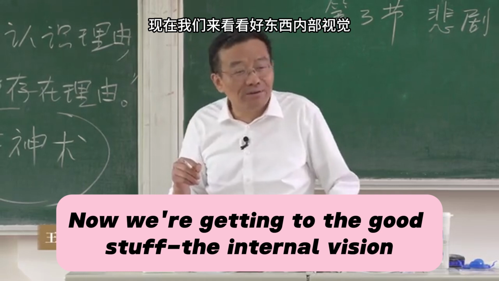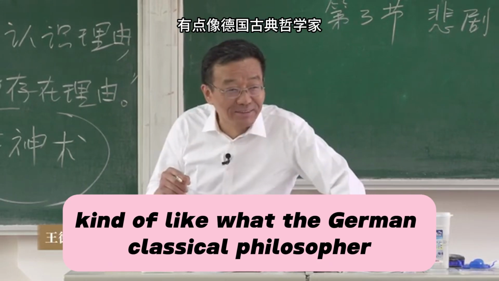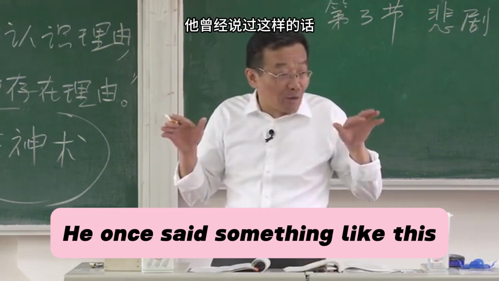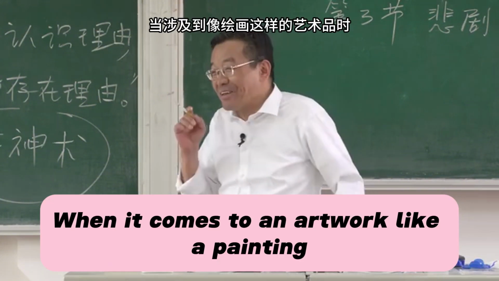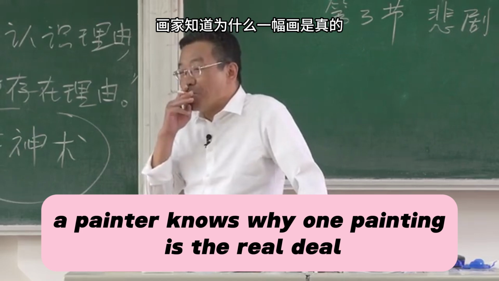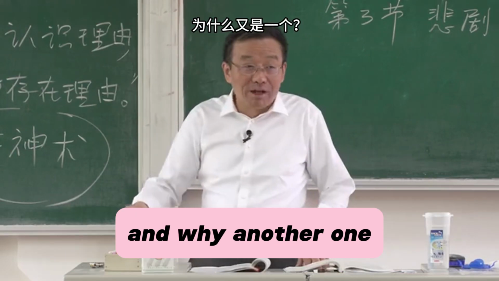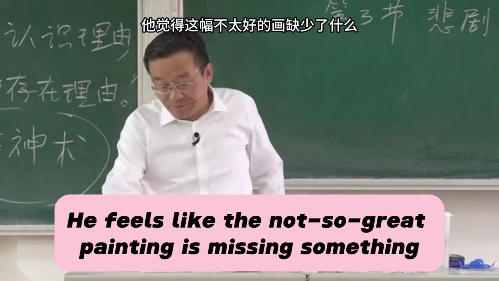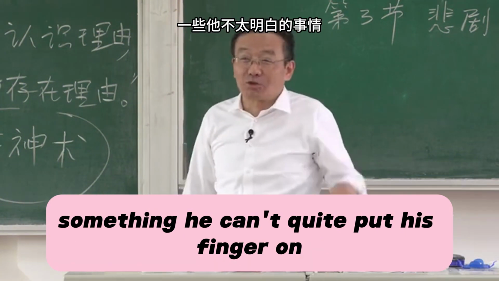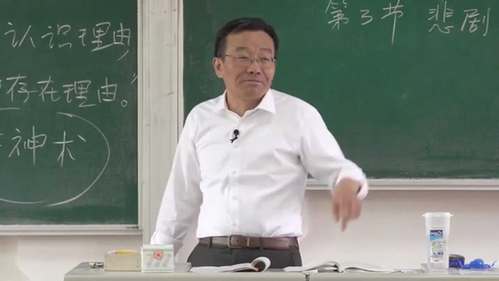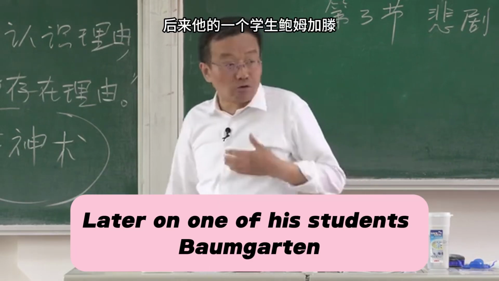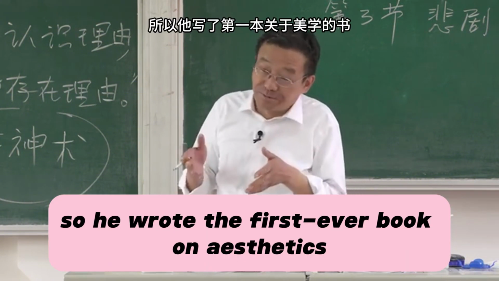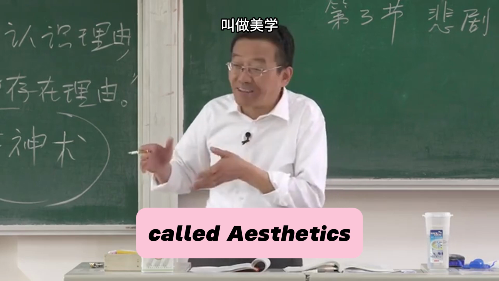Now we're getting to the good stuff, the internal vision, kind of like what the German classical philosopher Leibniz talked about. He once said something like this: when it comes to an artwork, a painter knows why one painting is the real deal and why another one just doesn't cut it. He feels like the not-so-great painting is missing something he can't quite put his finger on, and that's what puzzled Leibniz. Later on, one of his students, Baumgarten, wanted to put into words what couldn't be explained, so he wrote the first ever book on aesthetics, called Aesthetics.